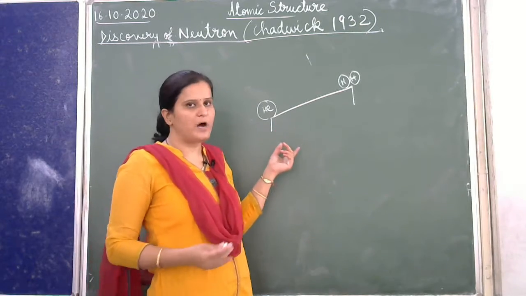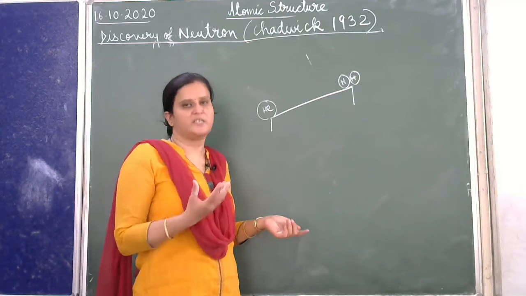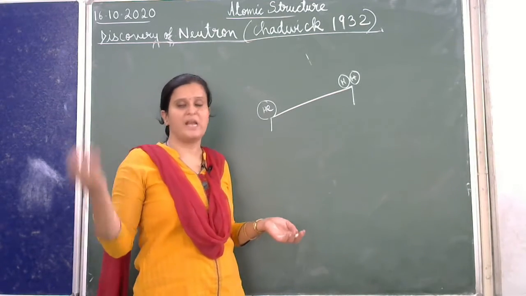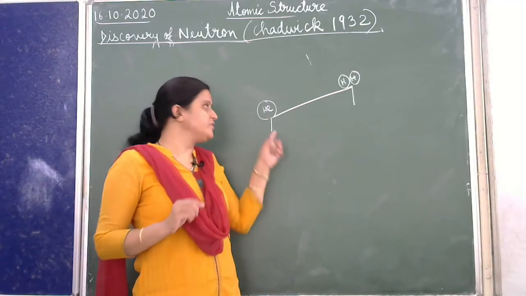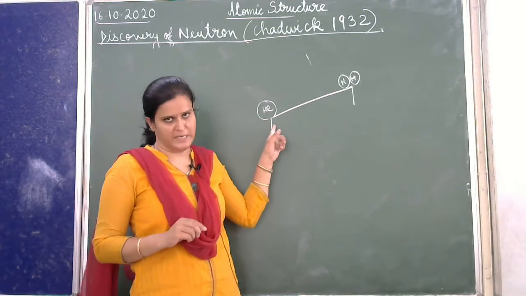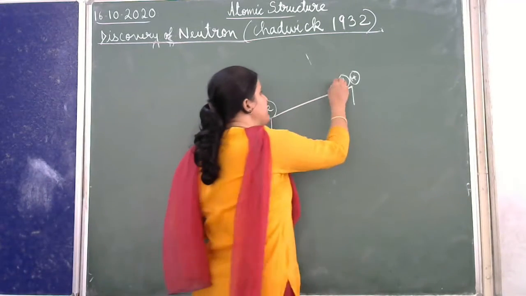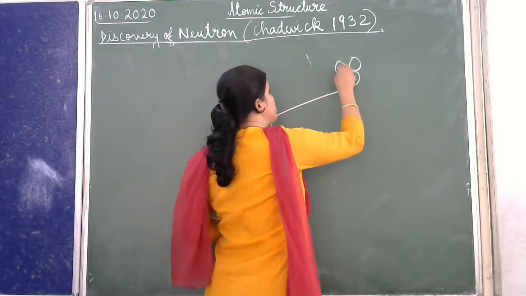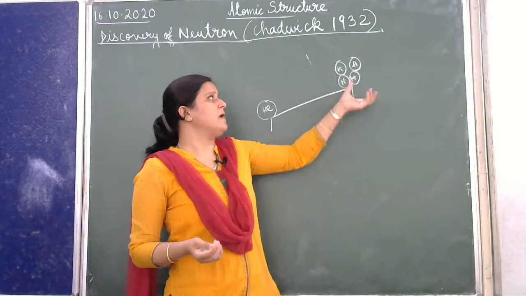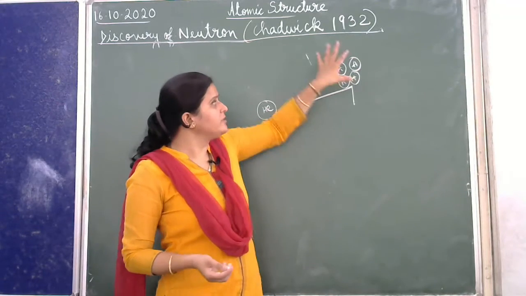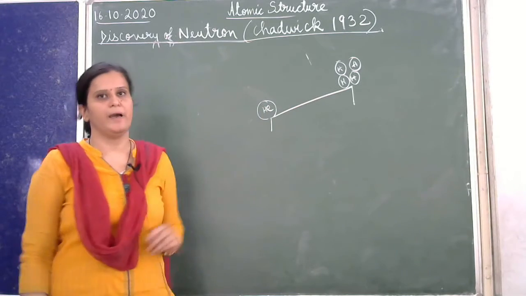So the discovery had already been done of the positively charged particle, that is the proton, and of the electrons. But here he said that there is something which is contributing to the mass of this helium atom. When he took the measured mass of four hydrogen atoms, he saw that it was equivalent to the mass of one helium atom.